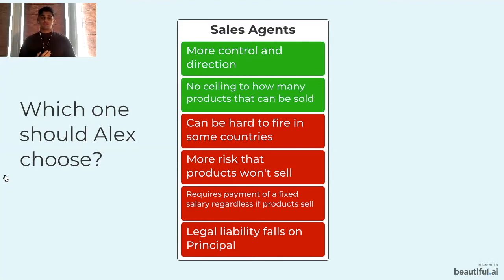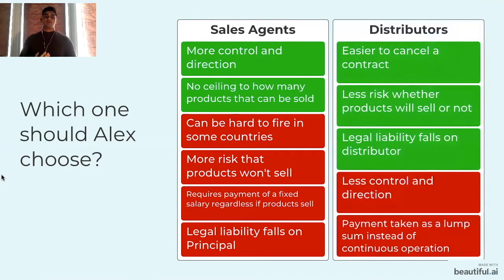And of course, legal liability falls on the principal. So whatever the agent does, you will have to be legally liable for it, which means that if the agent sometimes screws someone over or rips them off, you might be liable. And so that'll cost you even more money. There's a financial risk that comes with this.